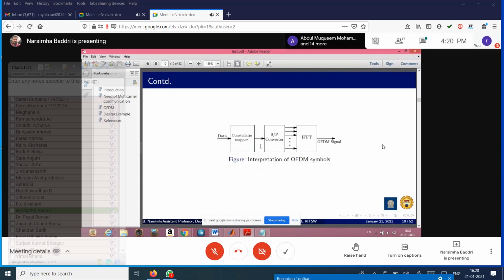So that is why this multi-carrier communication system block diagram is changed to this shape: data, constellation mapper, serial to parallel converter, and then the IFFT block.